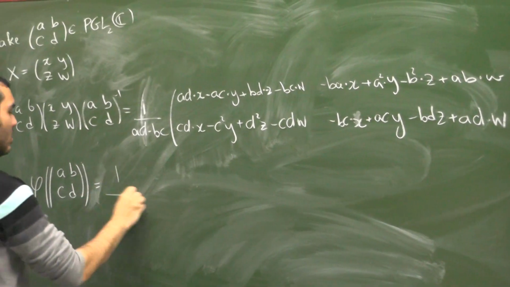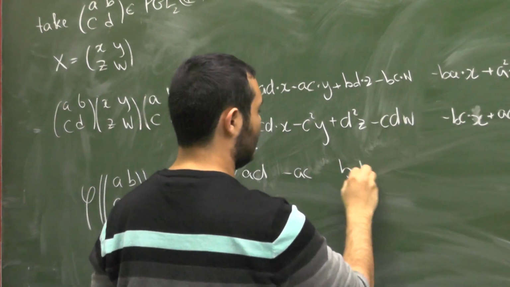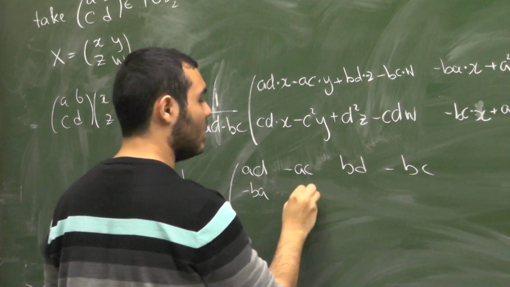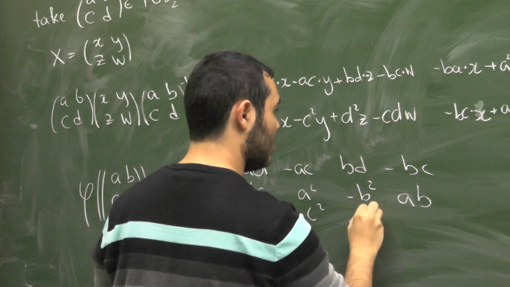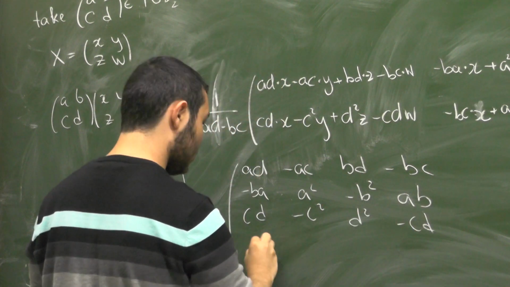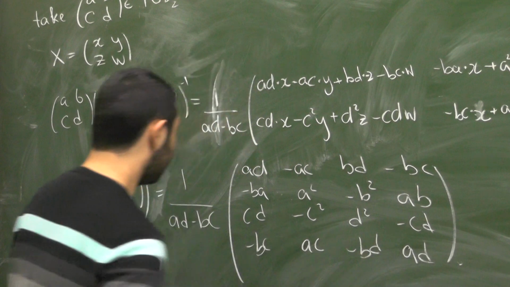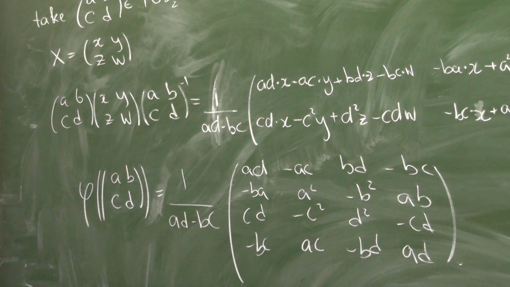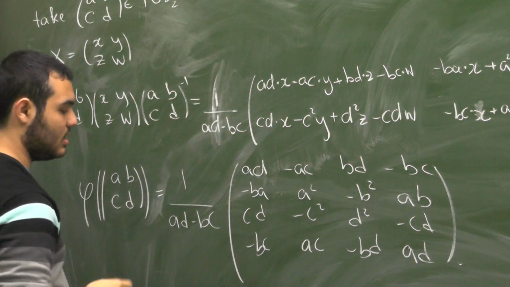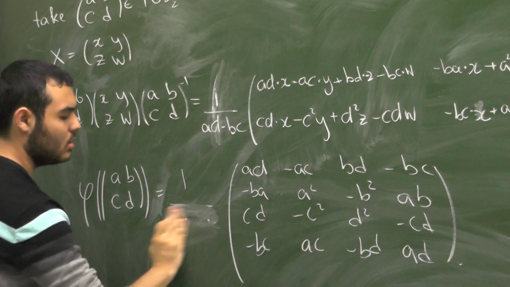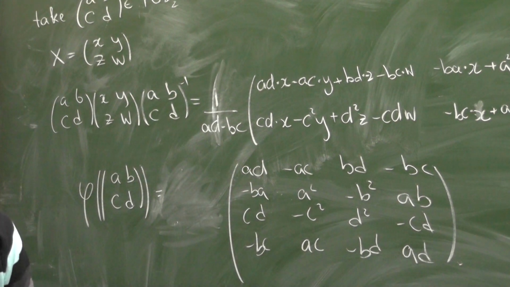So phi of this element can be seen as the matrix representing this in the standard basis, which is this matrix, and this is the general form of some element here. And I work over C, so I can just divide A, B, C, and D, the original matrix, by the square root of this determinant. I can absorb this into the scalar because I'm allowed to, since I work in PGL.